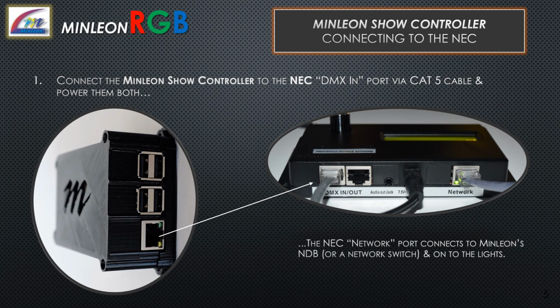Connecting to the NEC. Connect the Minleon Show Controller to the NEC DMX in port via Cat5 cable and power them both. The NEC network port connects to Minleon's NDB or a network switch and then on to the lights.